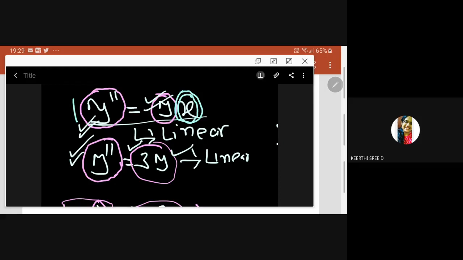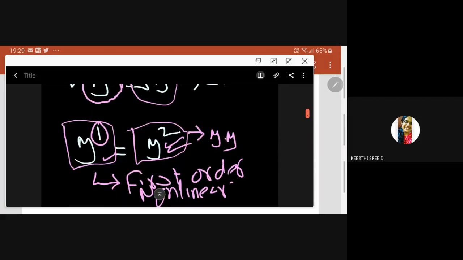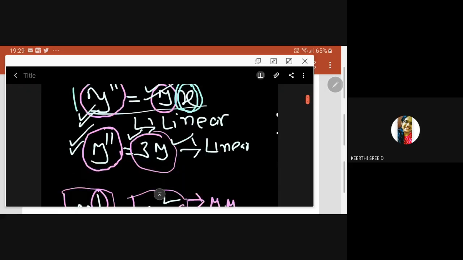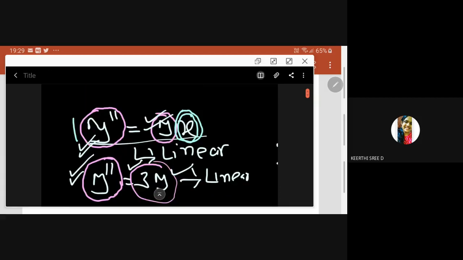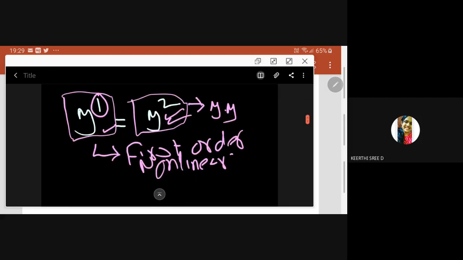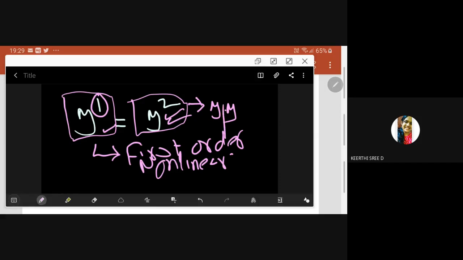Now, when we come to the third one, it again has 2 terms. The highest order derivative is y dash here. In the above examples, the highest order derivative is 2 in both cases, so they are second order differential equations. Here it is a first order ordinary differential equation. On the other hand, it is a non-linear equation because of the term y square. We go for one more example and then we go to the next slide.